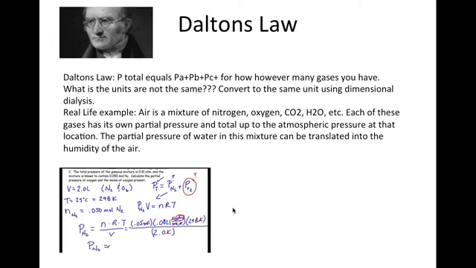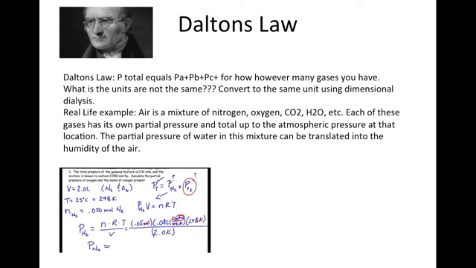Dalton's law. P total equals PA plus PB plus PC, and so on for however many gases you have. What if the units are not the same? Convert to the same unit using dimensional analysis. Real life example: air is a mixture of nitrogen, oxygen, carbon dioxide, hydrogen, etc. Each of these gases has its own partial pressure, totaling up to the atmospheric pressure at the location. The partial pressure of the water in the mixture can be translated into the humidity of the air.